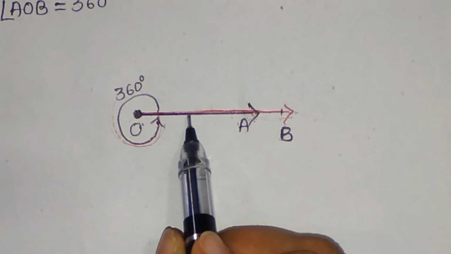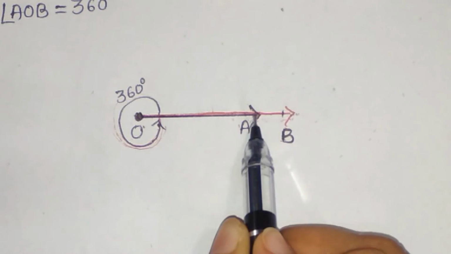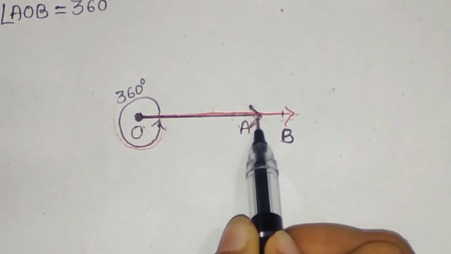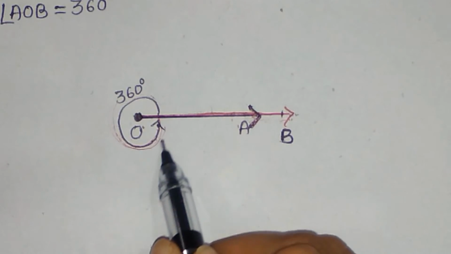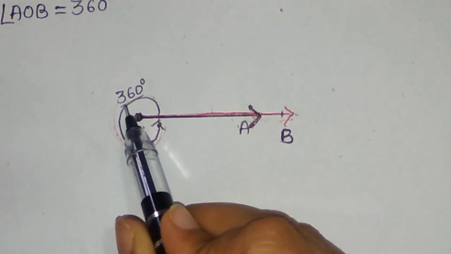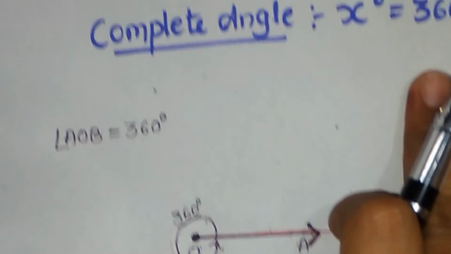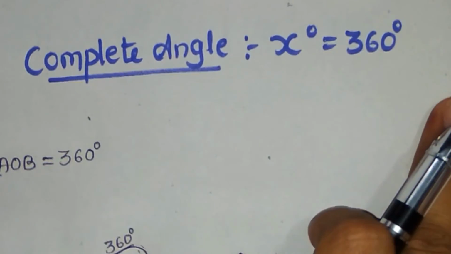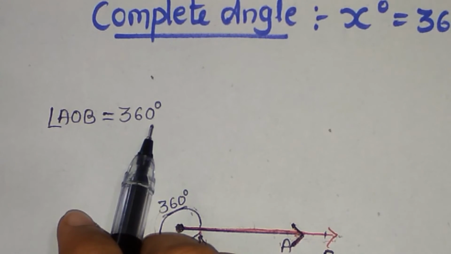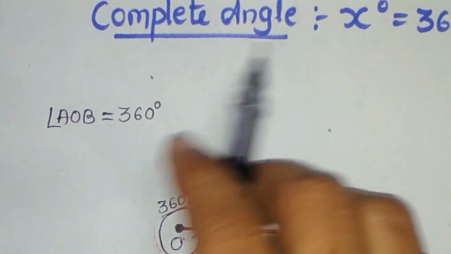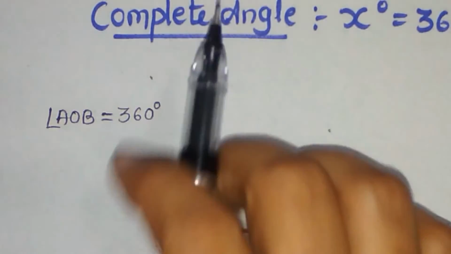Here the 360 degree ray means it is covering the total distance of 360 degrees, and 0 degrees only at the beginning. It is here, it is at the 0, and the angle formed in between these two rays is 360 degree. And now this is the example for a complete angle. Not only the angle named AOB equal to 360 degree is an example for a complete angle. Any angle which is exactly measuring 360 degree is an example for a complete angle.